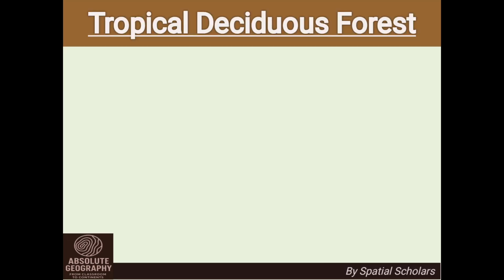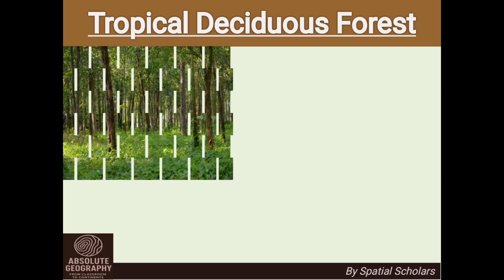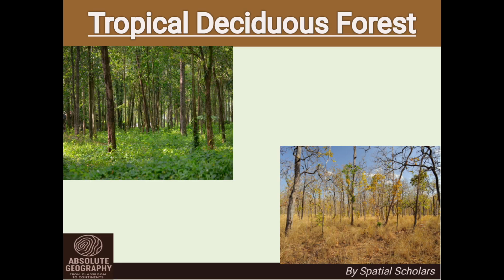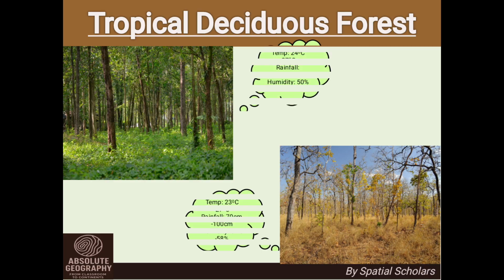Tropical deciduous forest, also known as monsoon forest, is the most widespread forest in India. The key change that occurs is that they shed their leaves during the dry season to conserve water. Tropical deciduous forests are of two types, moist and dry. The difference is because of the amount of rainfall the area is receiving.